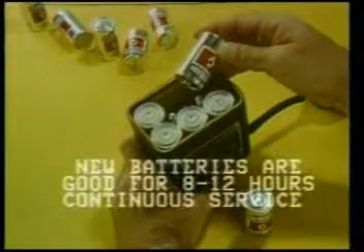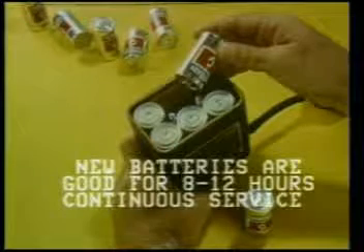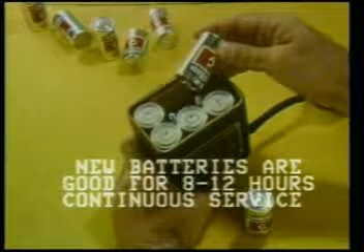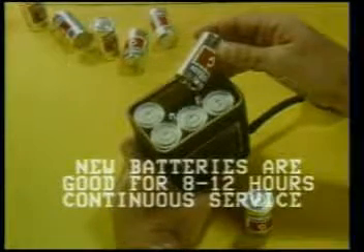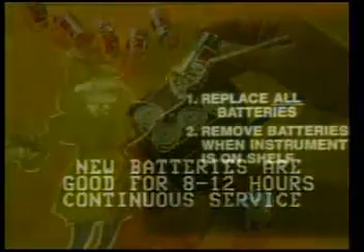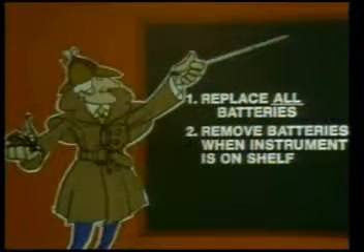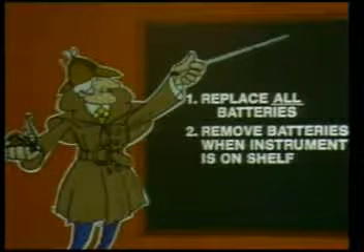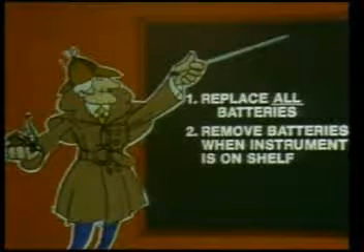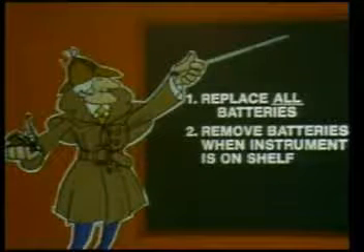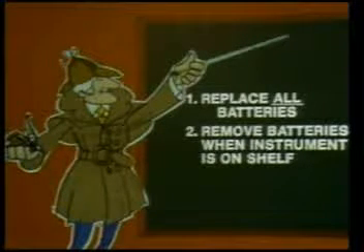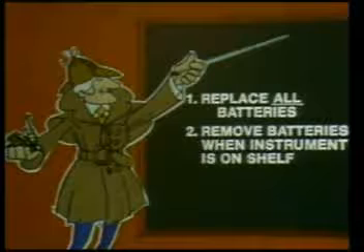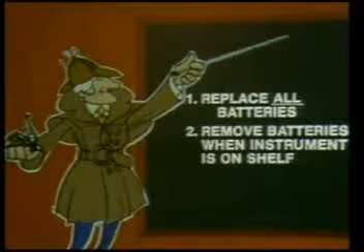New batteries should normally give 8 to 12 hours of continuous service. Longer life may be expected with intermittent use. But there are two important reminders about batteries. First, when you replace batteries, you must replace all of them. There must be no partial replacement. Second, if the instrument is not going to be used for any length of time, the batteries must be removed. As you know, there really is no such thing as a leak-proof carbon battery.